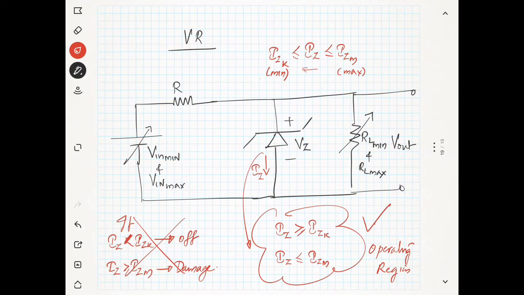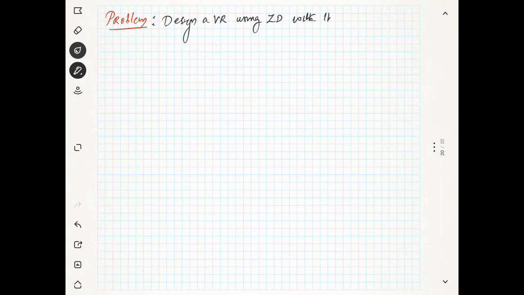So with this notion in mind, we will discuss a design problem. Design a voltage regulator using a Zener diode with the following parameters, or specifications.